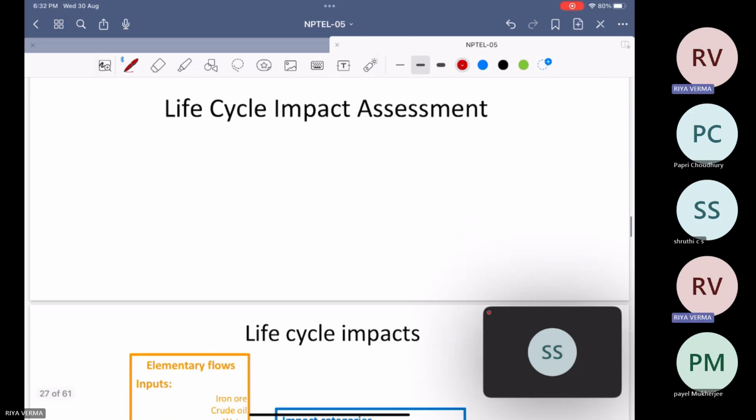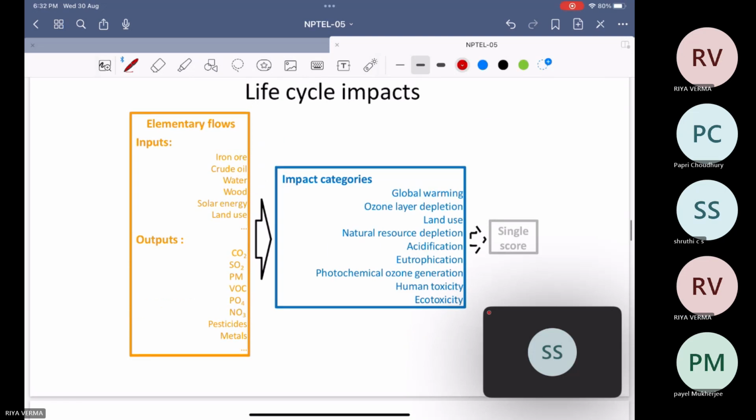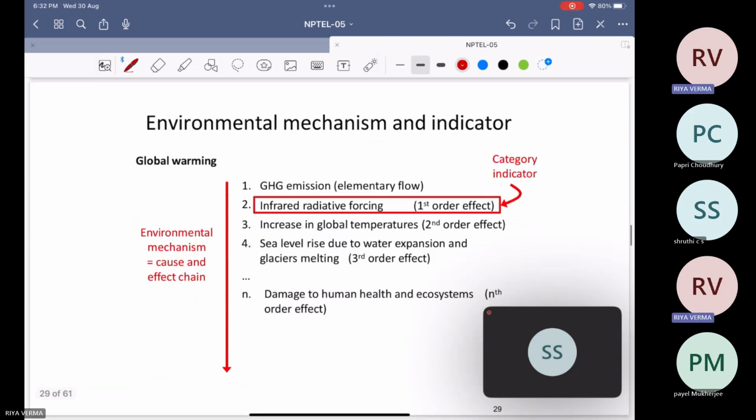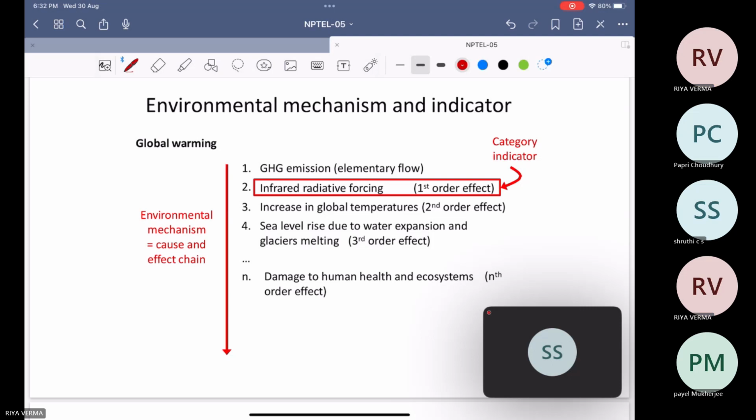Now coming towards the life cycle impact assessment. All the elementary flows, as explained earlier, all the inputs and the outputs, have certain impacts and fall under certain impact categories, and then we can club together different impact categories to find out a single life cycle score. So this was the process that we need to perform. For example, if we are concerned about global warming, we need to have some category indicators.